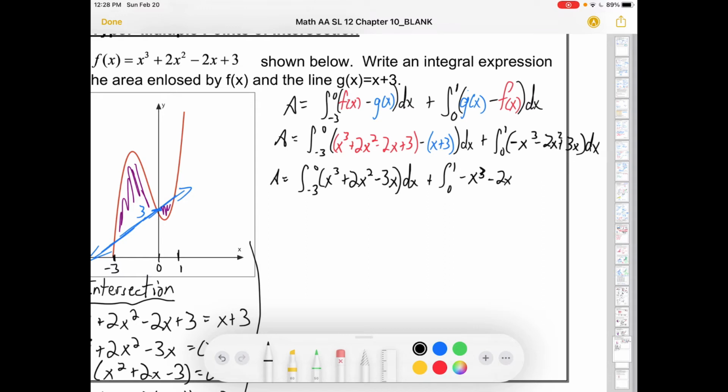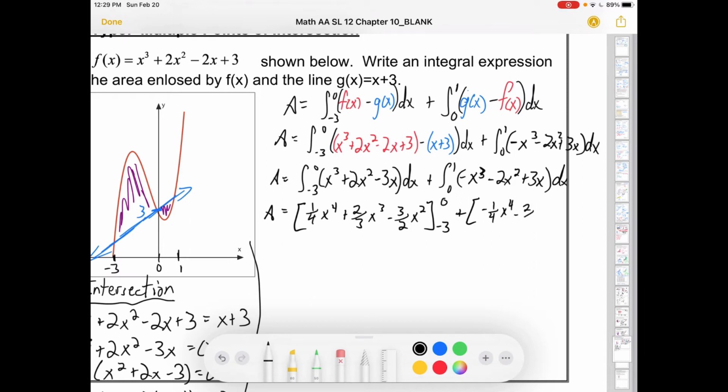Negative x cubed minus 2x squared plus 3x dx. A lot of places to make silly little mistakes. And then we can anti-differentiate. So that'll give us a quarter x to the 4 plus 2/3 x cubed minus 3 over 2 x squared from negative 3 to 0. And the other one will be the same values, but negativified. So negative a quarter x to the 4 minus 2/3 x cubed plus 3 over 2 x squared. And that is from 0 to 1.